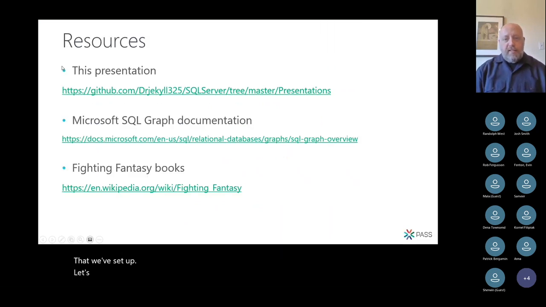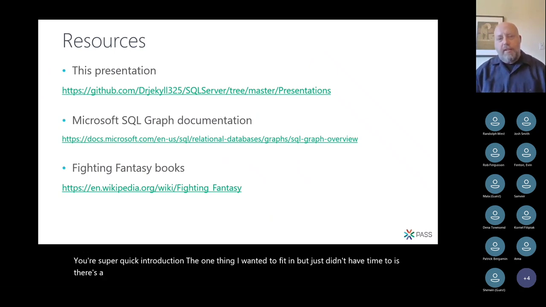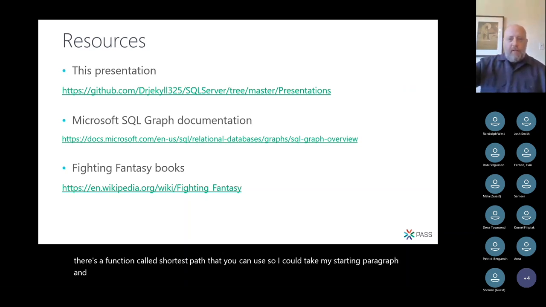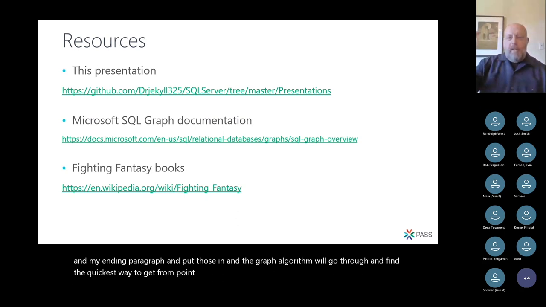So that's really it. Super quick introduction. The one thing I wanted to fit in but just didn't have time to is there's a function called shortest path that you can use. So I could take my starting paragraph and my ending paragraph, and put those in, and the graph algorithm will go through and find the quickest way to get from point A to point B. So it'll tell me how to win the game, which is brilliant.